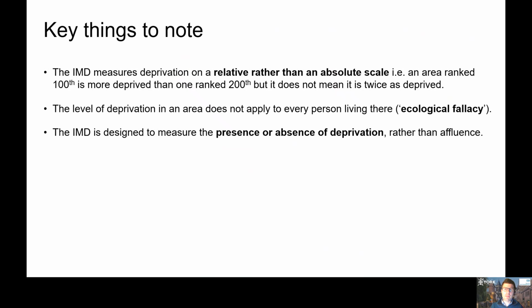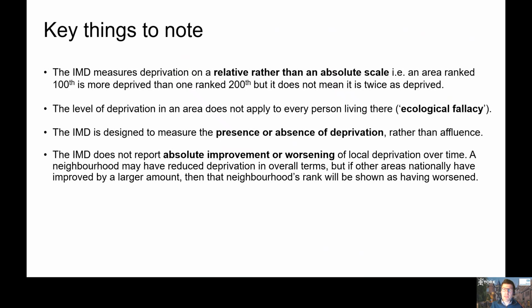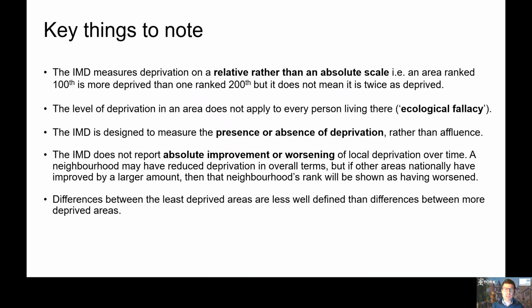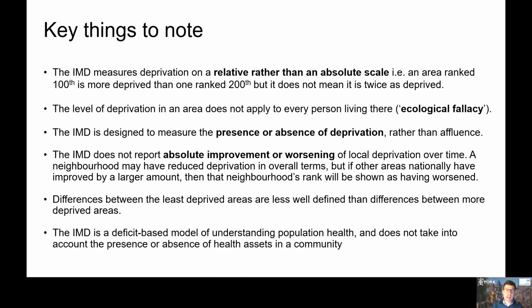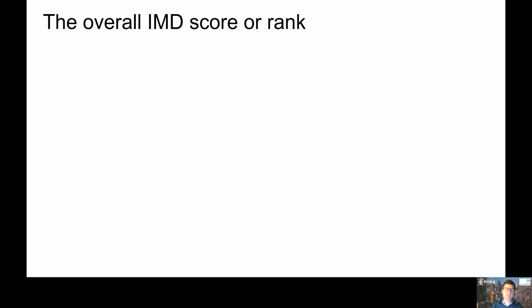The IMD is good at measuring the presence or the absence of deprivation, but it's not as good at measuring affluence. It's not particularly good at comparing trends over time because of the way the different areas shift in relation to one another. Differences between the least deprived areas are less well defined than differences between more deprived areas. And we have to be careful because the IMD is a deficit-based model of understanding population health. It doesn't take into account the presence or the absence of health assets within a community.